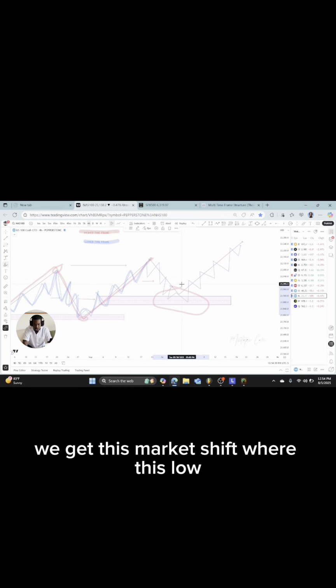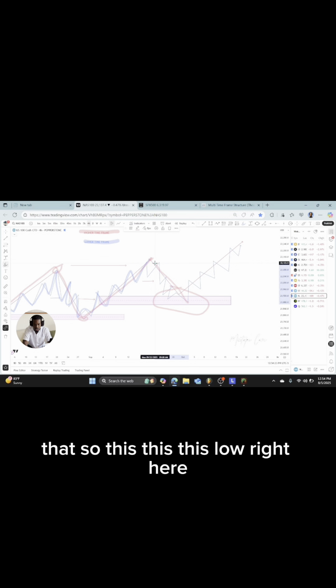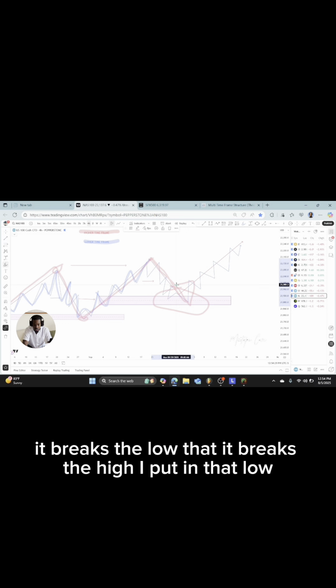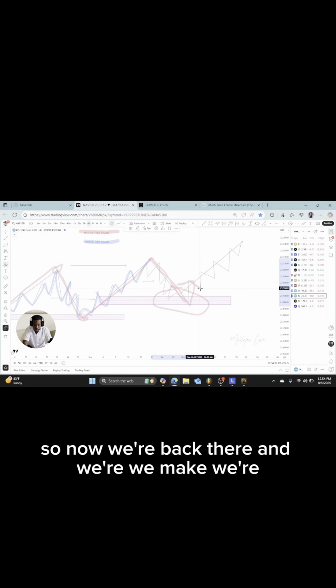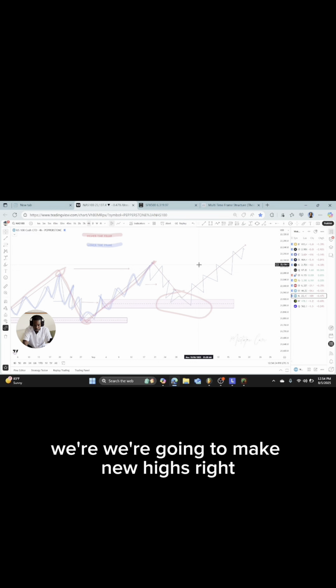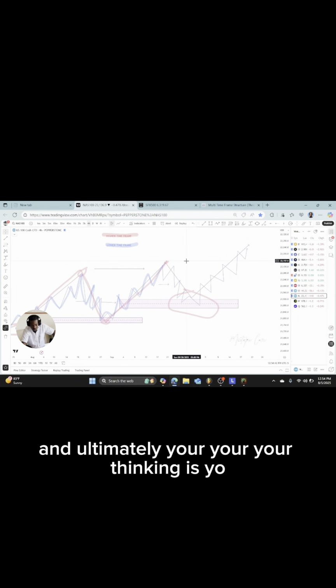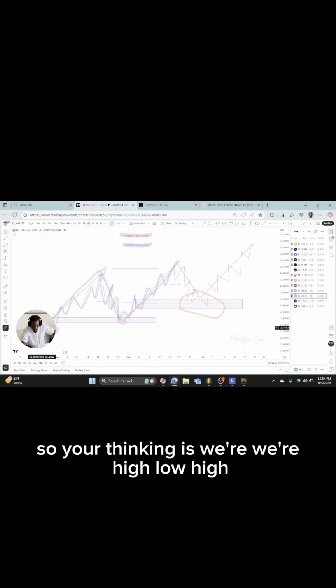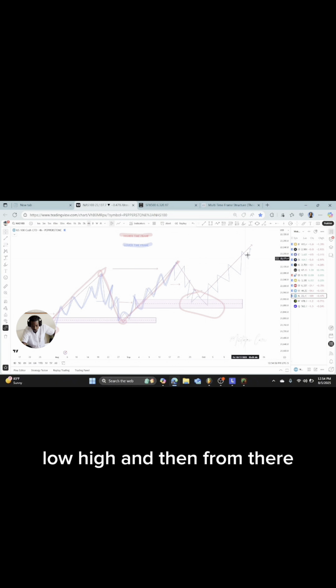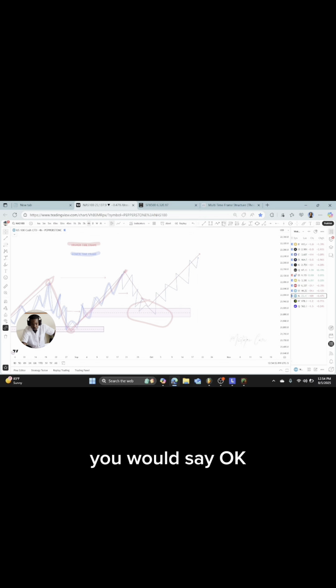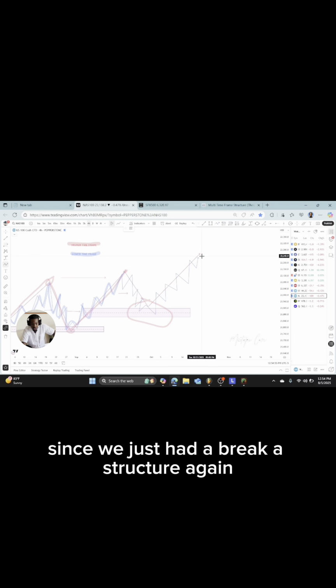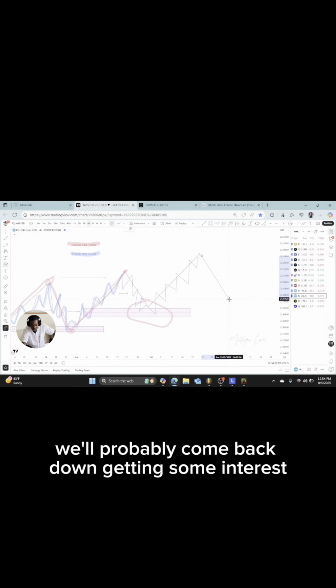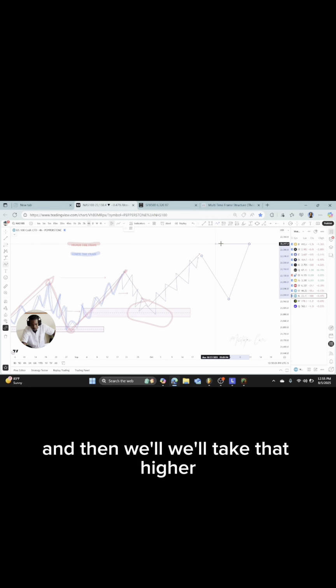We get this market shift where this low right here breaks the high that I put in that low. So now we're back bearish, and we're going to make new highs, right? And ultimately, your thinking is we're high, low, high, low, high. And then from there, you would say, okay, since we just had a break of structure again, we'll probably come back down, getting some interest, and then we'll take that higher.